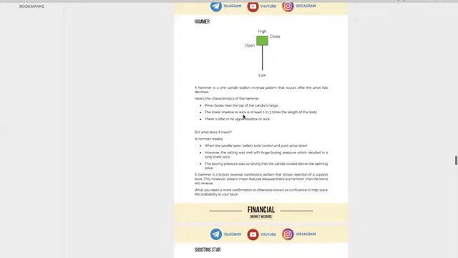So the first pattern is the hammer. A hammer is basically a one candle bullish reversal pattern. If we're talking about a hammer in this case, it's this shape. It happens after price has declined, so price is going down, and you have a hammer, and then price reverses after that. You can read over here that some characteristics of the hammer include price closes near the top of the candle's range.